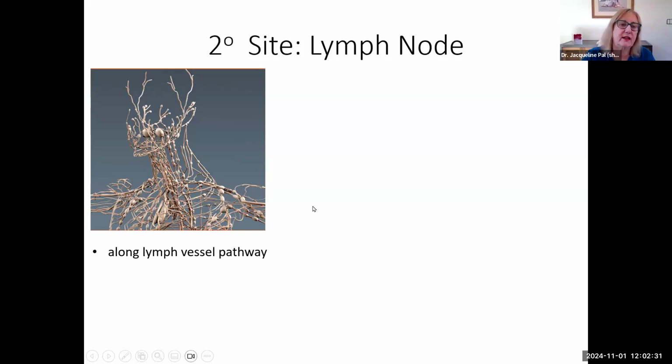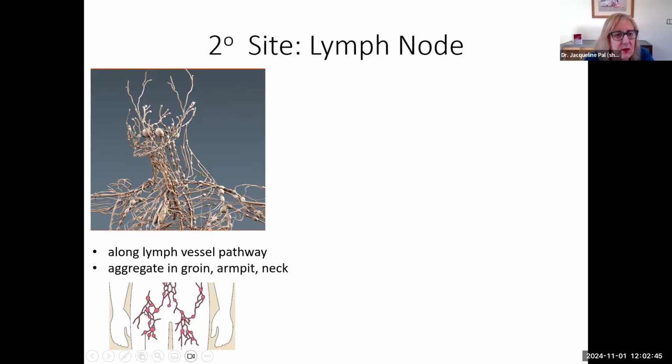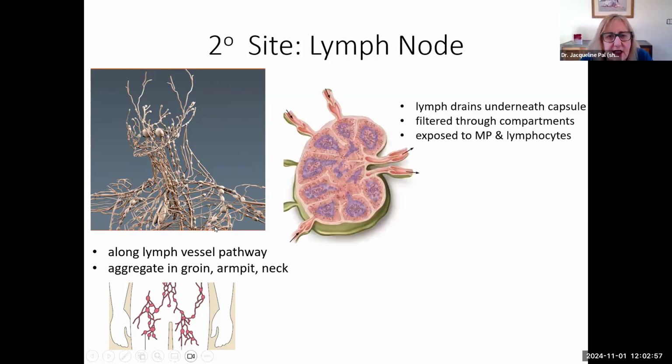Another secondary site is your lymph nodes, and lymph nodes are found all along the pathways of those lymphatic vessels. Okay, so you can see lots of lymph nodes, and some are tinier and some are larger, and that's because we get big aggregates in our groins, in our armpits, in our neck. And when they get called to duty, they will enlarge. And once they've enlarged, they never quite shrink back down to their little tiny sizes.